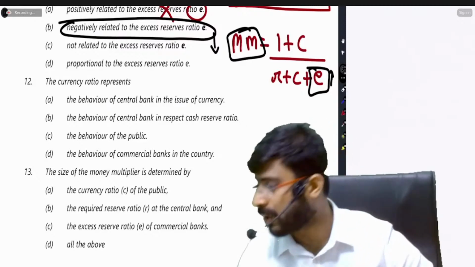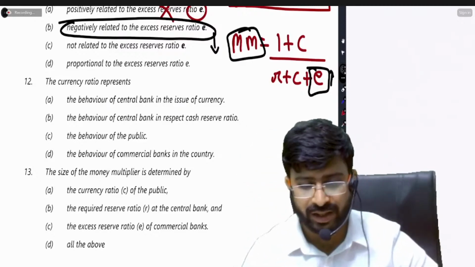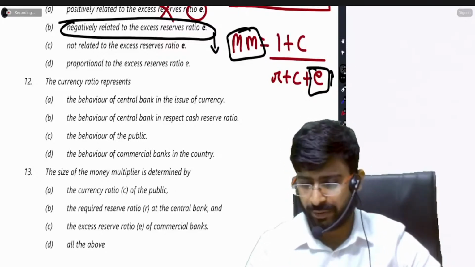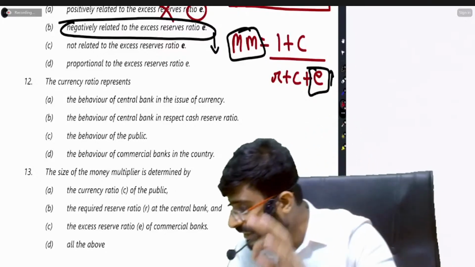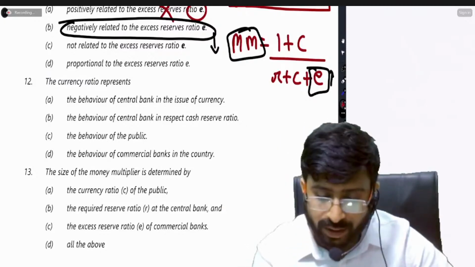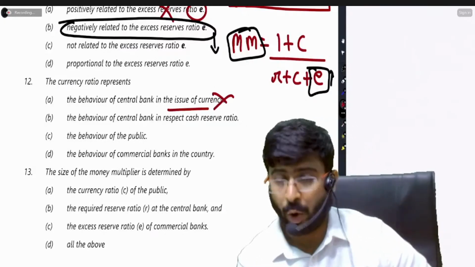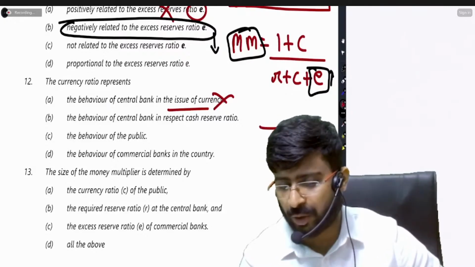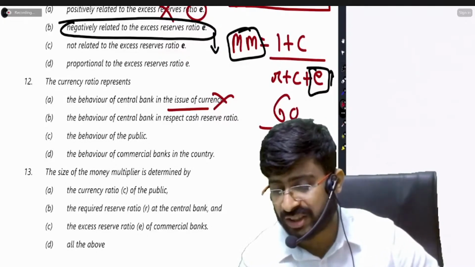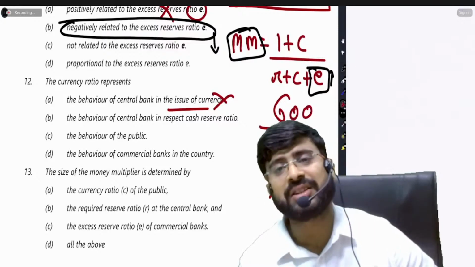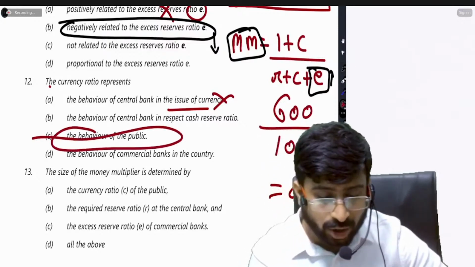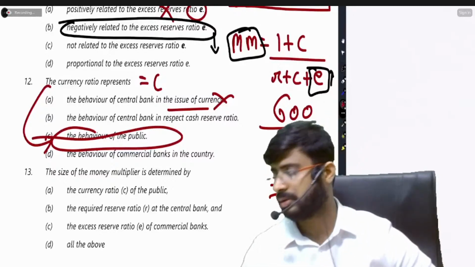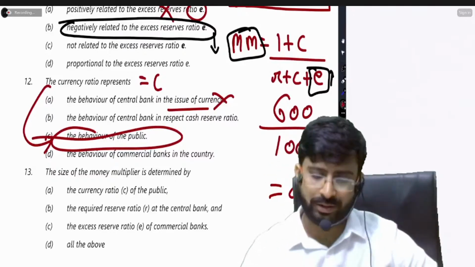Now, next thing is the currency ratio. Question number 12th. What does the currency ratio represent? Please pay attention. The behavior of the central bank? No. Currency ratio is what people hold. If I have 1,000 rupees and I hold 600, then my currency ratio is 0.6. So the currency ratio shows the behavior of the public. C, as you remember, shows the behavior of the public.